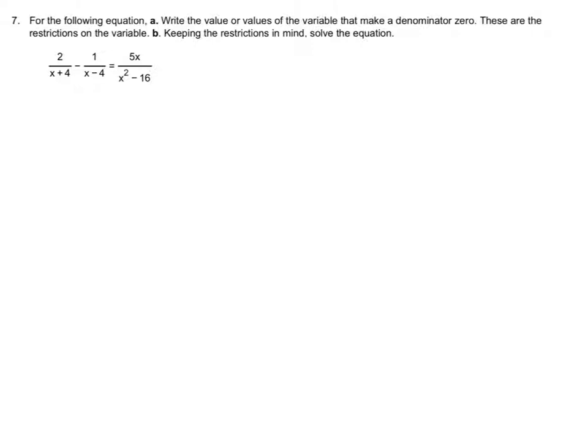Part A asks me to find the values that make the denominator 0. So I'll set the denominator equal to 0 and solve. Now I have an x plus 4 in one denominator, an x minus 4 in another denominator, and an x squared minus 16. So I'm going to set each denominator equal to 0 and solve them separately.